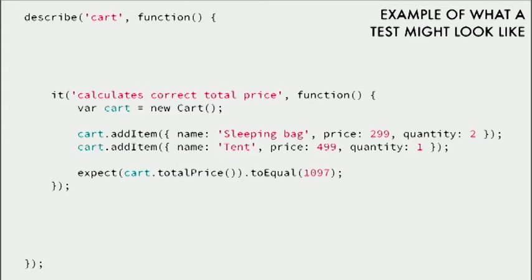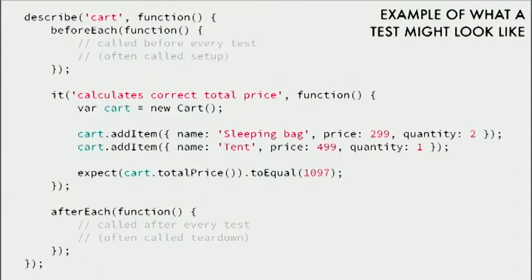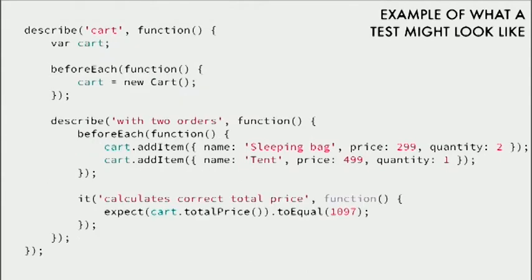Within there, we create a cart, we add a couple of items, and then we expect something. Here we expect that the total price is some value. We can also define functions to run before and after each test. Here in Jasmine, they're called beforeEach and afterEach. We often just call them setup and teardown when we talk about them. We can also nest describes within each other.